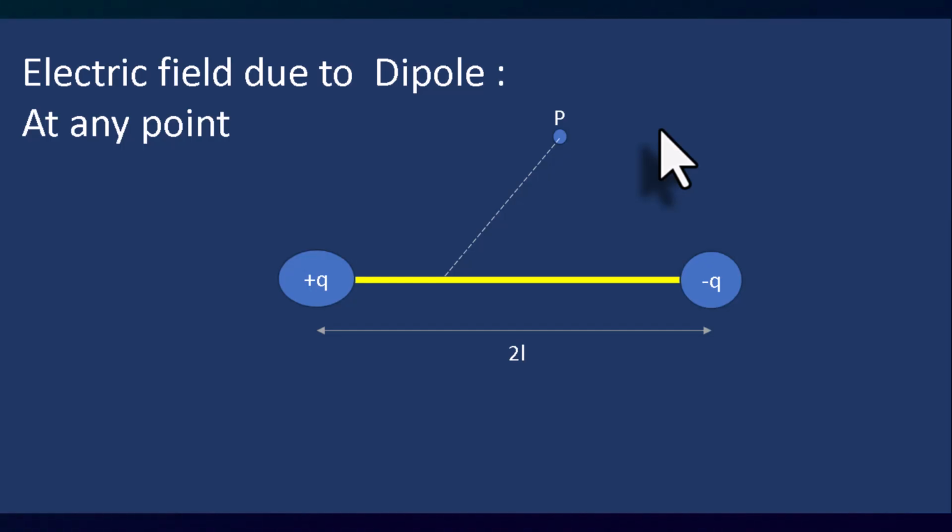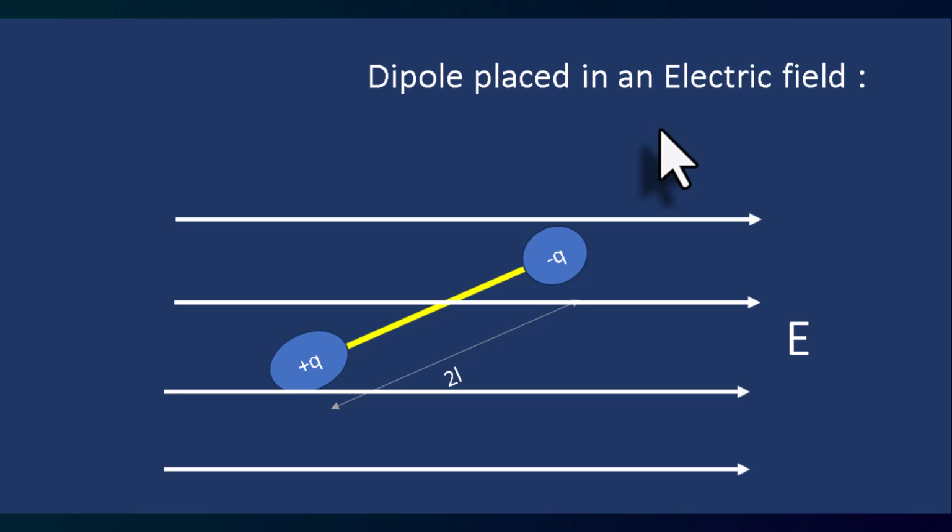So now we know how to find electric field of a dipole at any point in space. But here's where things get even more interesting. What happens when a dipole is placed in an external electric field, as shown over here? Does it just stay there, or does something happen to it? In the next video, we will explore the concept of torque acting on a dipole placed in an electric field.